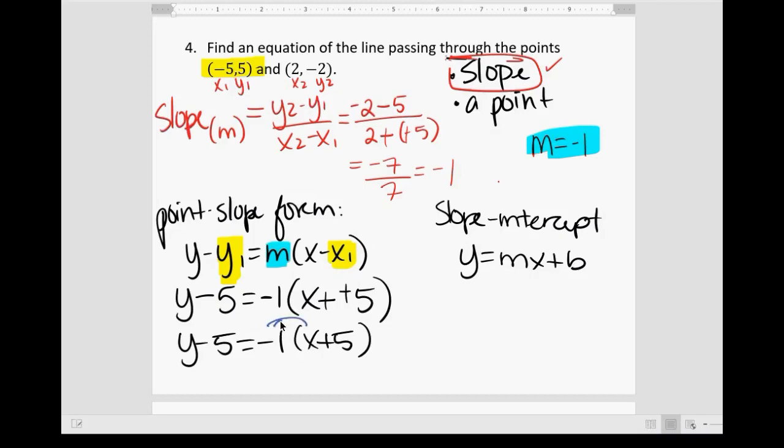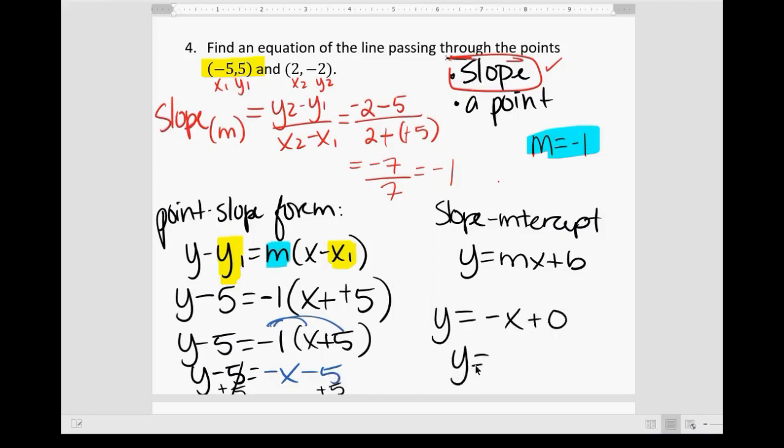Then I'm going to distribute this -1. So -1 times x is -x. -1 times 5 is -5. So I have y minus 5 equals -x minus 5. And then I'm going to put it in slope-intercept form. So I'm going to add 5 to both sides. So I'm going to end up with y equals -x, and then -5 plus 5 equals 0. So we could just say that's y equals -x, and that is my equation of the line.